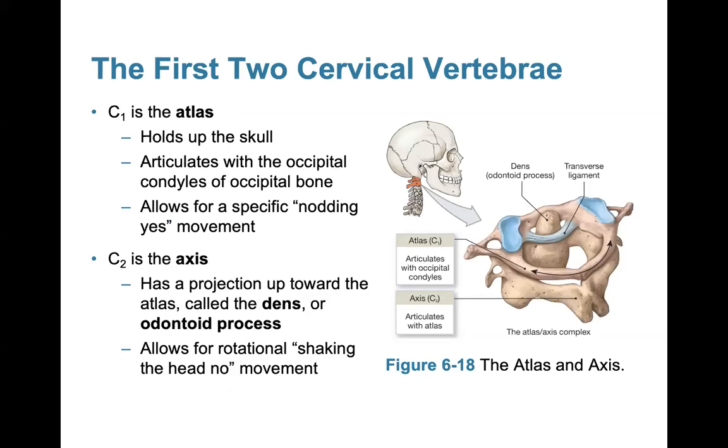The first two cervical vertebrae are a little special. C1 is referred to as the atlas, and it holds up the skull. It articulates with the occipital condyles of the occipital bone and allows for the nodding yes movement. C2 is the axis. This has a projection up toward the atlas called the dens, or the odontoid process. This allows for rotational shaking of the head, the no movement.